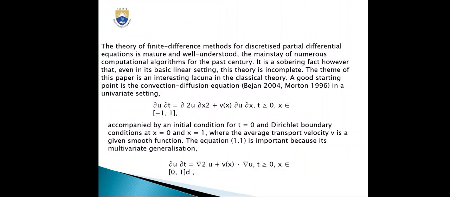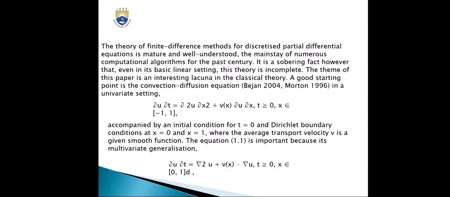diffusion equation, Bajan 2004, Morton 1996, in a univariate setting: ∂u/∂t = ∂²u/∂x² + v(x) ∂u/∂x, t ≥ 0, x ∈ [-1, 1], accompanied by an initial condition for t = 0 and Dirichlet boundary conditions at x = 0 and x = 1, where the average transport velocity v is a given smooth function.